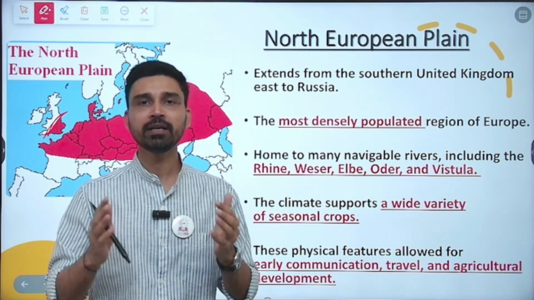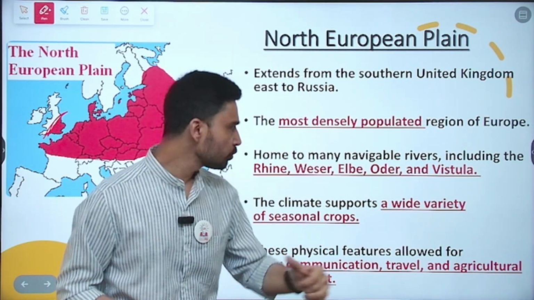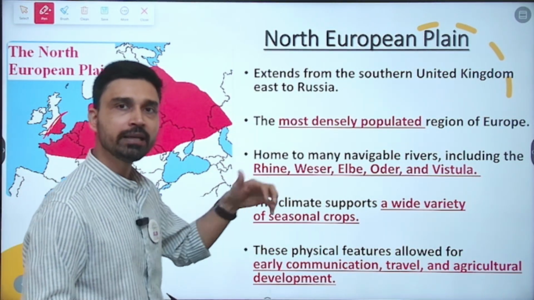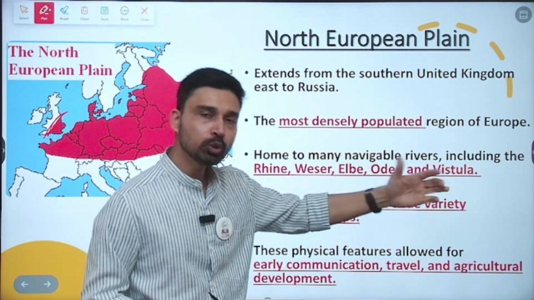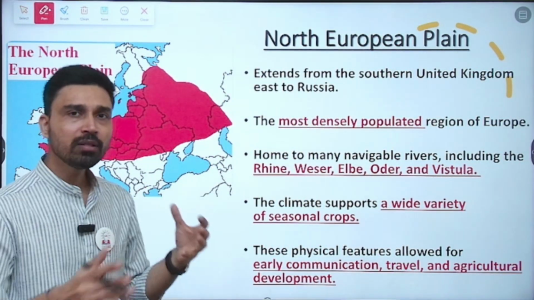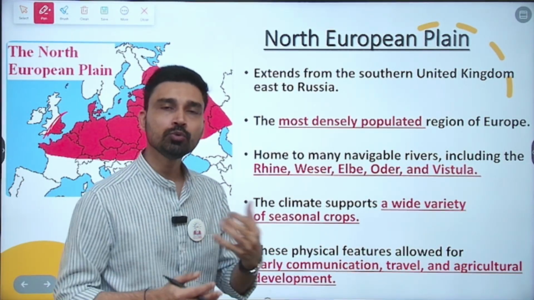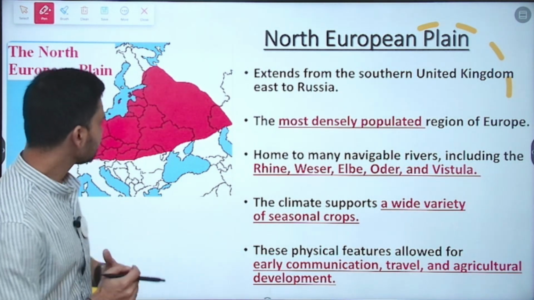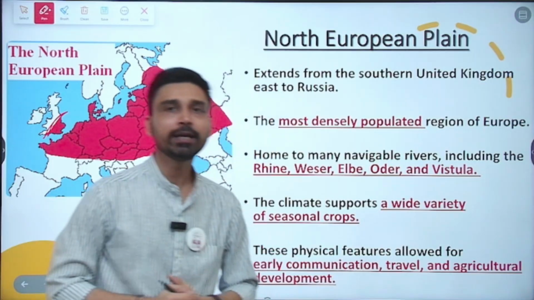Food is cultivated and grown, and that is done in the plain areas. Water is available because we have numerous rivers in this case also. The major rivers of Europe, such as the Rhine in Germany, we have the Weser and Elbe rivers, then you have the Oder river, and the Vistula river flowing through Poland. So all these rivers provide ample opportunities for the farmers to use them for irrigation purposes and grow a variety of crops here. Plus, the climate of this region also supports a wide variety of seasonal crops.